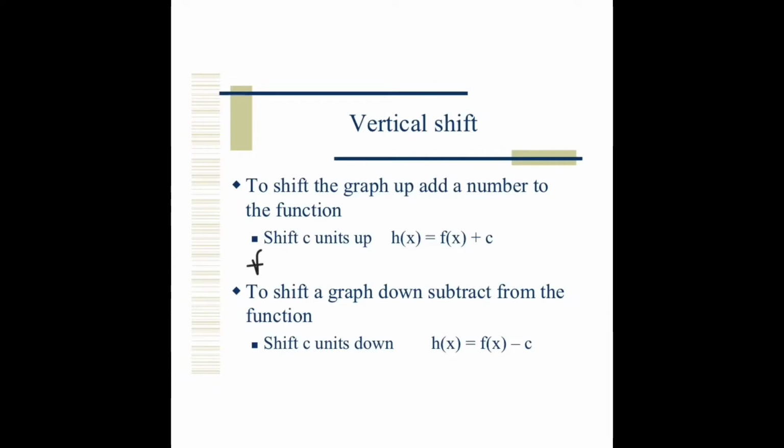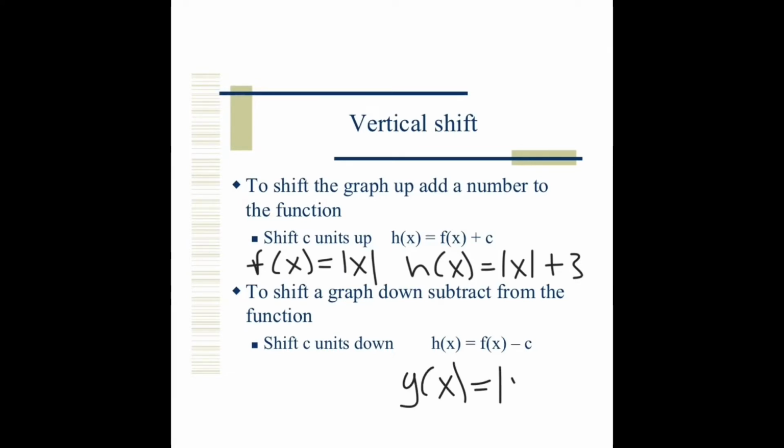Let's say that we have f of x equals the absolute value of x, and I want to move that up 3 units. Well, our new function, h of x, would be the absolute value of x plus 3. So what we have is the original function, f of x, and then we're adding c units to it. If I wanted to shift it down c units, I would just be subtracting c. So let's take that same original function and move it down 3 units. I'm going to call this g of x. If I'm going to move it down 3 units, then we have the absolute value of x minus 3. So again, this number on the outside is going to tell us if we're moving down or up. That's what our vertical shifts are doing.